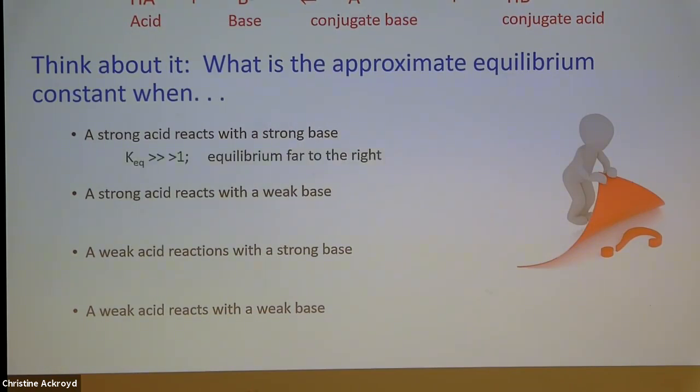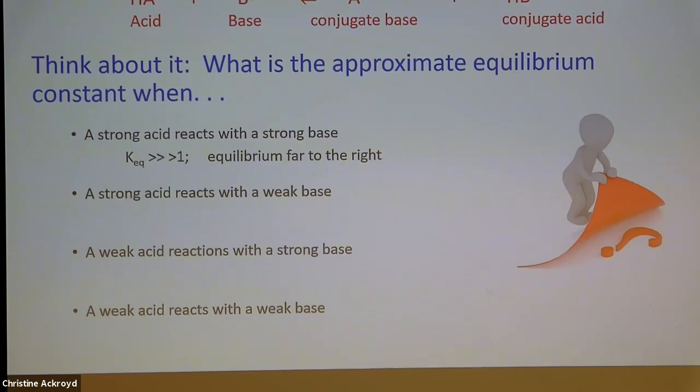Okay, what if? Well, that was a strong acid with a strong base, right? So if this is strong and this is strong, what does that mean about both of these? They're both weak. So where does it have to lie? All the way to the right, right? Because the forward reaction is going to be way more effective than the back reaction.